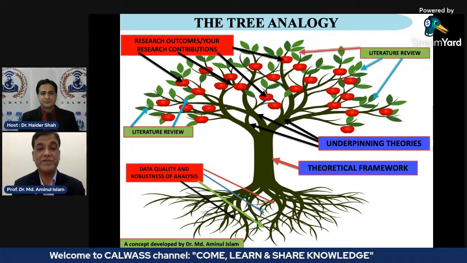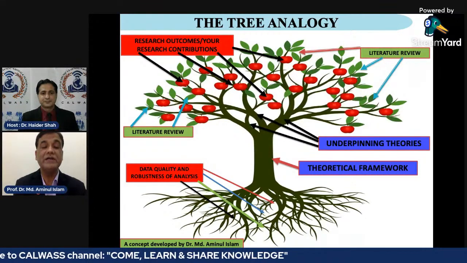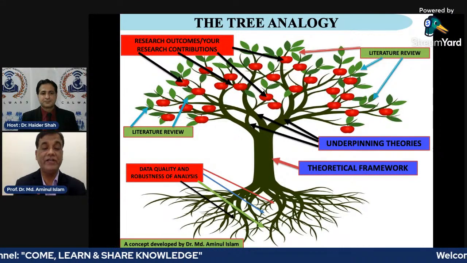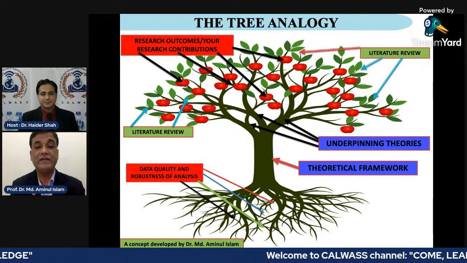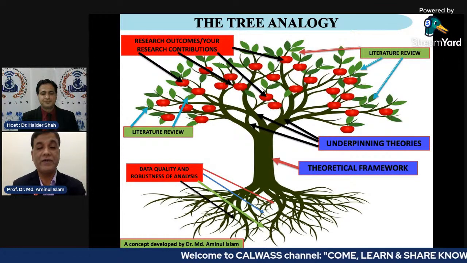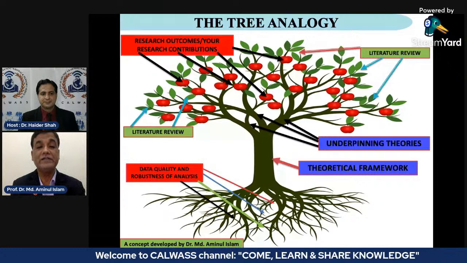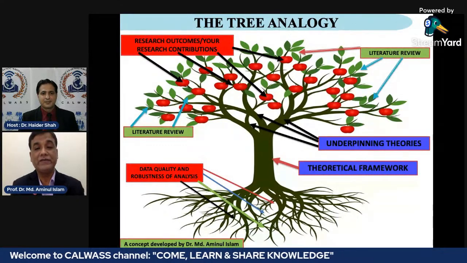And the branches of the tree, I compare with underpinning theories. Branches are very, very important. If the branches are not strong enough, and you have a lot of fruits on the tree, the branches will break. So the tree would not be able to hold the fruits that you have.